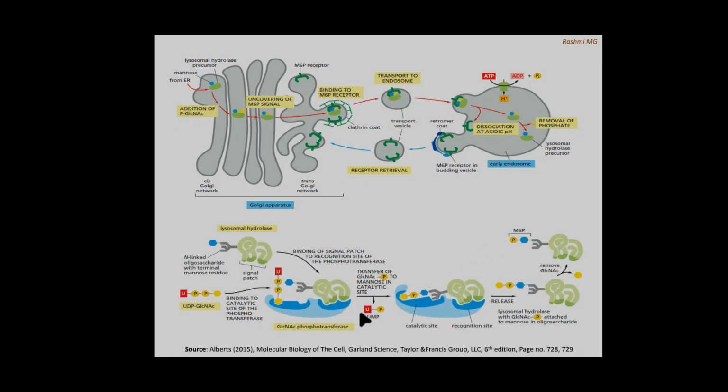So this is the overall detailed image where there is mentioned N-linked oligosaccharide with terminal mannose, UDP-GlcNAc, that is N-acetylglucosamine, which is responsible to phosphorylate the mannose. After that, the enzyme mediates the transport and release of the lysosomal hydrolase from the oligosaccharide inside the endosome.